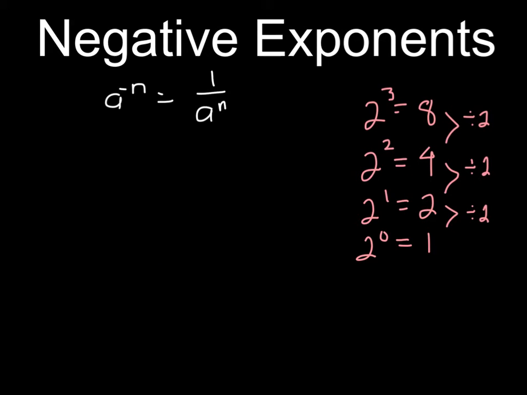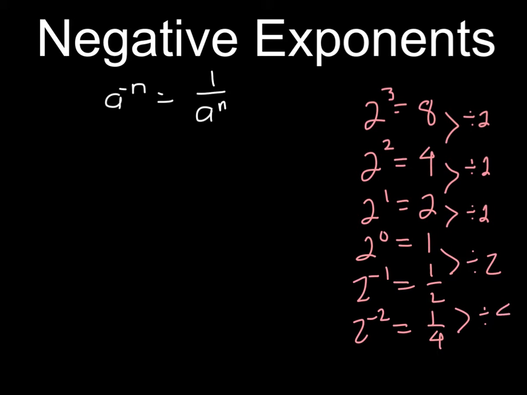Now we're talking about negative exponents. So if we continue our pattern from before, every time we lower the exponent by 1, we're dividing by that base number. What would 2 to the negative 1 power be? Well, we just have to divide by 2 again, and we end up with 1/2. And if we divide by 2 again, 2 to the negative 2, we get 1/4.